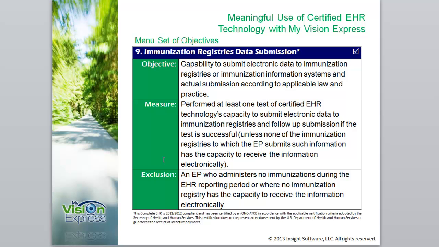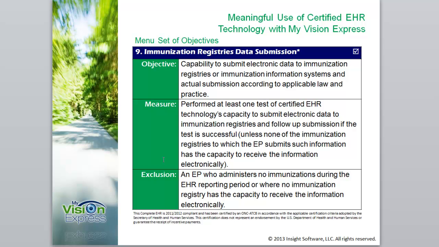Now you have your last two objectives, and these are related to submitting information. So number 9 is immunization registries data submission. This is actually an objective that I would go ahead and attest to because you can exclude yourself from it. The objective is the capability to submit electronic data to immunization registries or immunization information systems, and actual submission according to applicable law and practice.